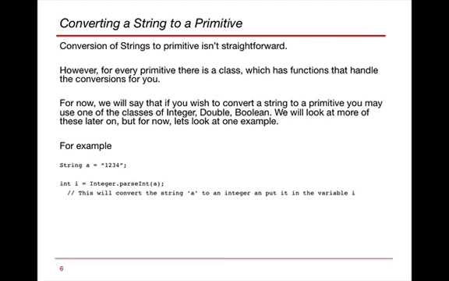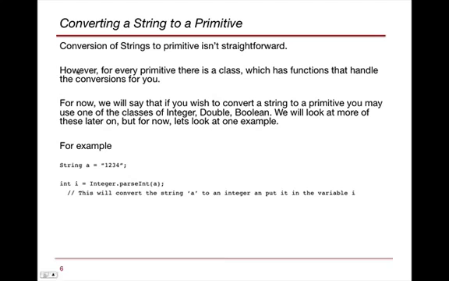Converting a string to a primitive isn't straightforward because strings are really a composite variable. The way it works is for every primitive we have a class which has functions that handle conversions for you. So we may have a string that has the numbers 1, 2, 3, 4, and we want to convert this to, say, an integer. This happens quite a bit, especially when we're passing parameters. Some of the example programs take an argument from the command line, pass it into the function, and it needs to be converted because those arguments are strings.